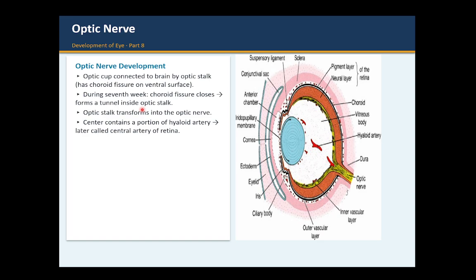Then we have the choroid fissure on the ventral surface of the optic cup, and this choroid fissure will allow the mesenchyme to get into the eyeball, giving rise to the vitreous. As the optic stalk choroid fissure fuses, it is going to form a tunnel in the optic stalk. So the posterior part of the optic stalk is going to become the optic nerve, and the proximal part of this hyaloid artery, which was running in the choroid fissure, will become the central retinal artery. So this is a brief description of how different structures of the eyeball are developed.